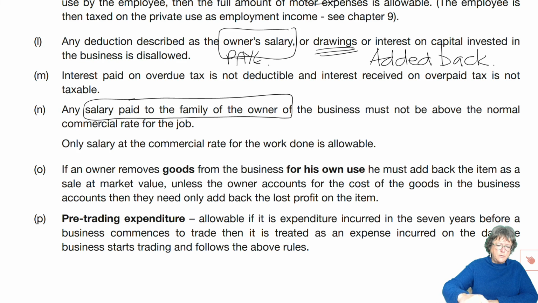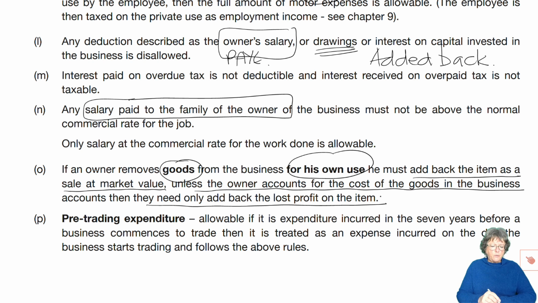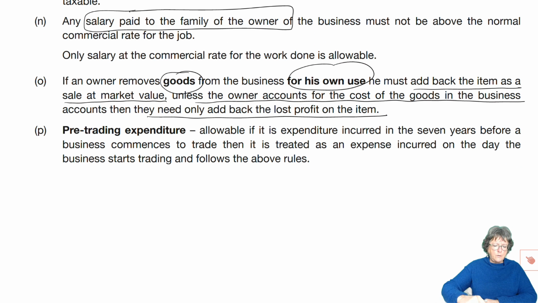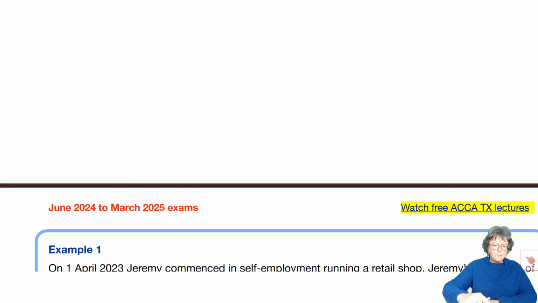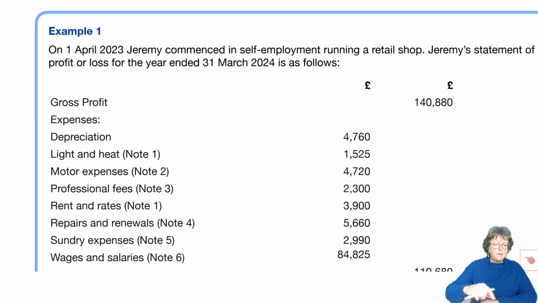Okay. Goods for own use. If you come across those, you must add back the item as a sale at market value, unless the owner accounts for the goods in the business, and then you only add back the lost profit. We'll see that as we go through the examples. Pre-trading expenditure, you're allowed as long as it's allowed. So let's have a look now at a full example of how this works.